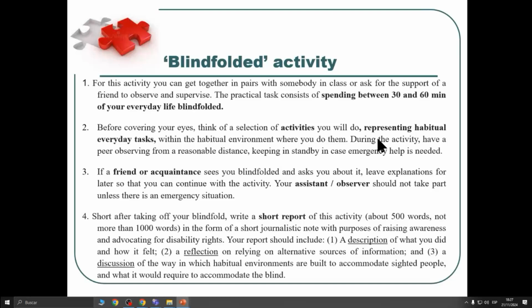Reflection means in what way what I was experiencing, what I think, what it makes me think about impairment in our societies. Discussion is more critical discussion about how things are organized, how they can be improved, what sort of interventions we could develop which adapt to my experience.